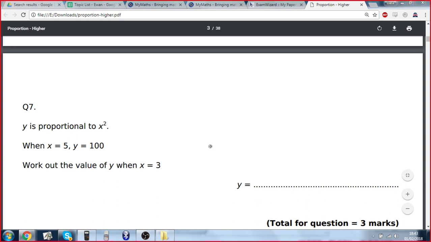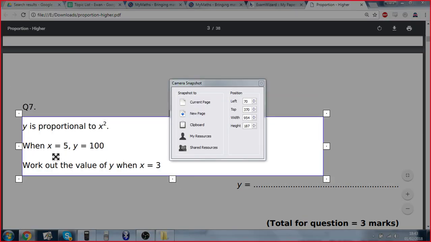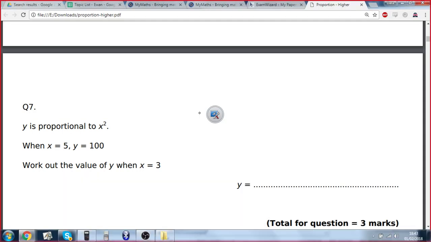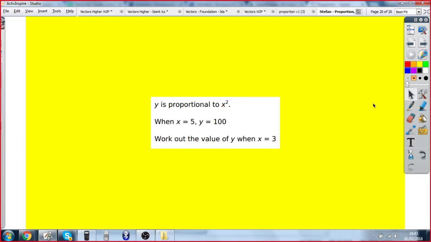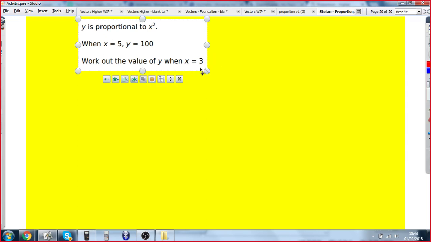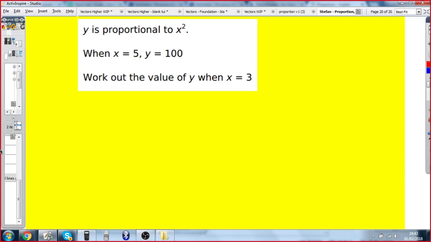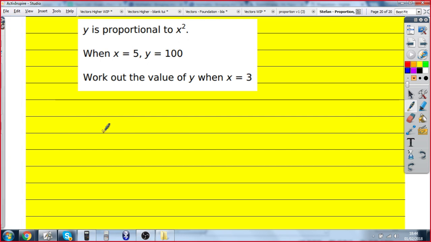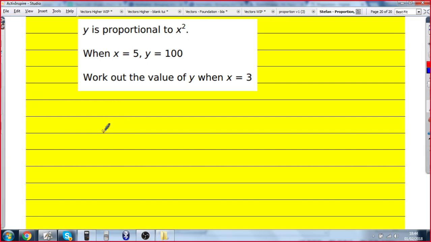Okay, so this time it's proportional to x squared. We haven't done this, we'll just do it. Exact same method. So first construct the equation and then use the equation. When x is 5, y is 100.